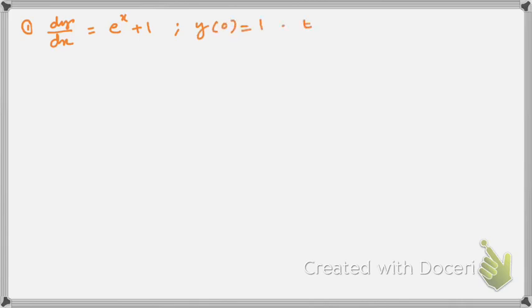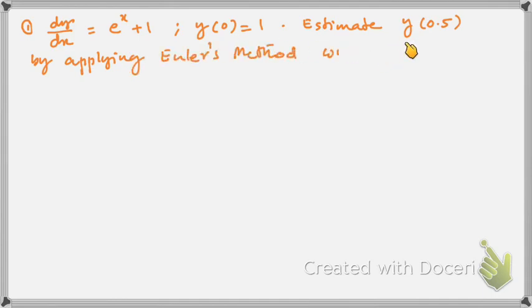I have a question here: dy by dx is equal to e raised to x plus 1, with an initial condition (0, 1), and the question is to find the value of the function at x equal to 0.5. So dy by dx is e raised to x plus 1, f of 0, or y of 0, is equal to 1, which means when x is 0, y is 1. Estimate y of 0.5. Find the value of the solution when x is equal to 0.5.